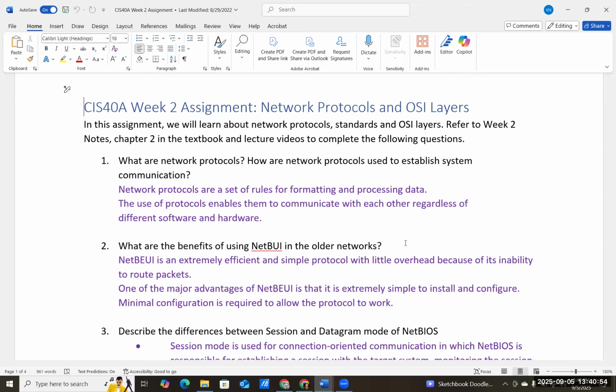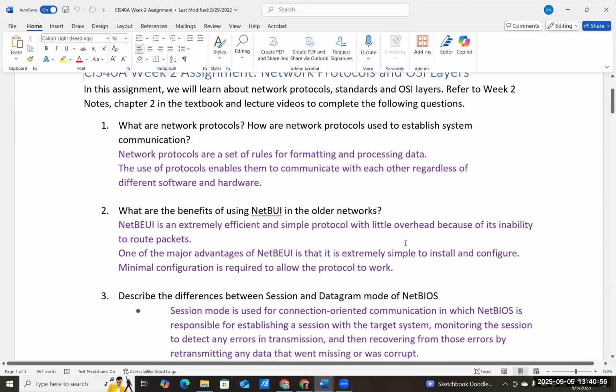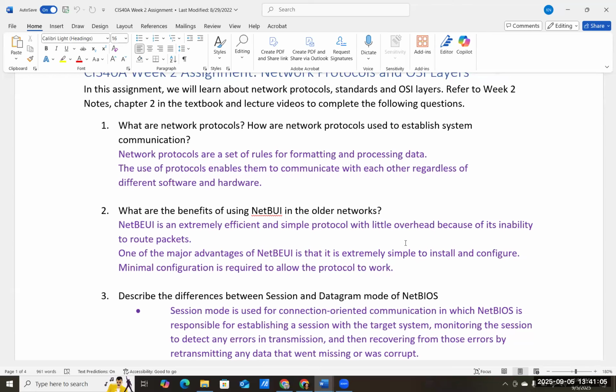Then in the second question, you can see this also on page 1. We talk about NetBEUI, N-e-t-B-E-U-I, and it is a way that we can efficiently simplify, right, how it would route the data to the system and from the system. And the advantage is simply we can configure and allow this protocol to work, right?